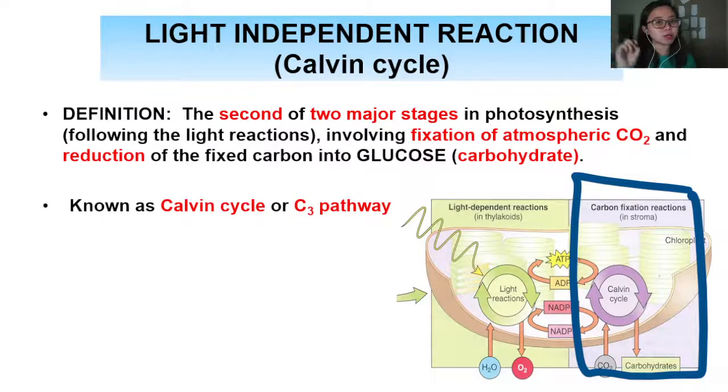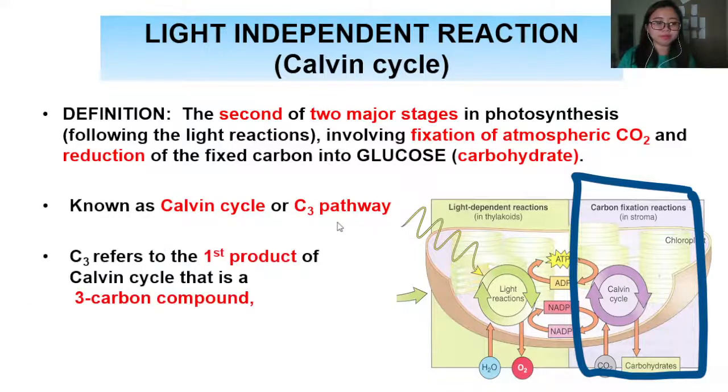So kita akan ambil carbon dioxide, kita akan masukkan dia ke dalam sesuatu. And it's also going to reduce that fixed carbon into glucose. So daripada carbon dioxide yang kita ambil tu akan ada reduction dan kita akan pecah-pecah-pecah, susun sampailah dia menjadi glucose molecule. Nama lain dia adalah C3 pathway.